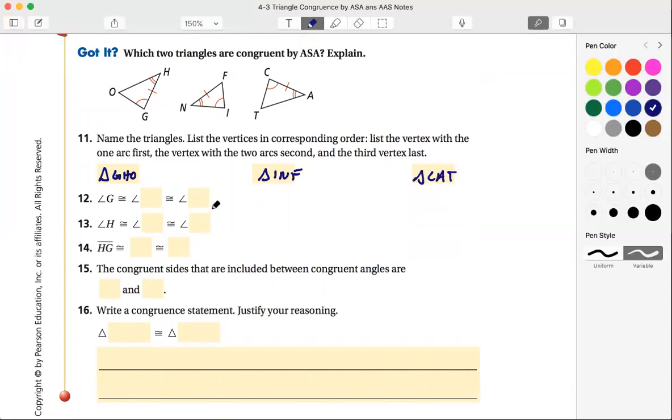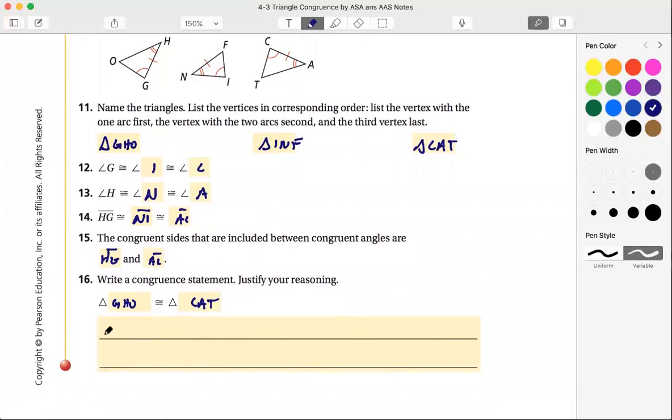Order matters. So angle G is congruent to angle I, which is congruent to angle C. Angle H is congruent to angle N, which is congruent to angle A. Line segment HG is congruent to line segment NI, which is congruent to line segment AC. The congruent sides that are included between congruent angles are HG and AC. So the congruence statement is triangle GHO must be congruent to CAT.